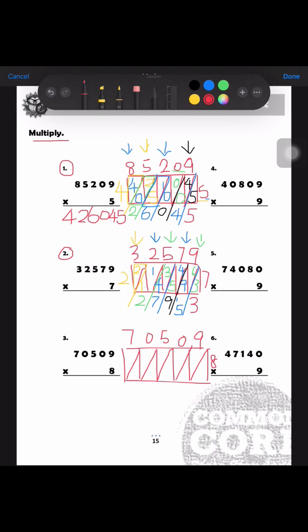And then last is 3. Because there is a regrouped 100, so this 100 plus 900 equals 1000. So we regroup as 1000. So 1000 plus 7000 equals 8000. So the answer is 228,000 and 53.